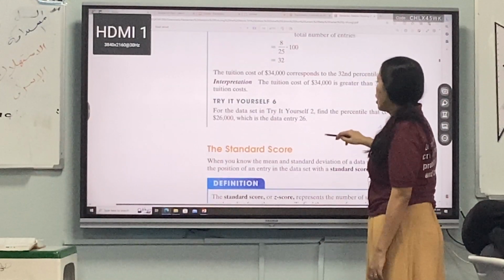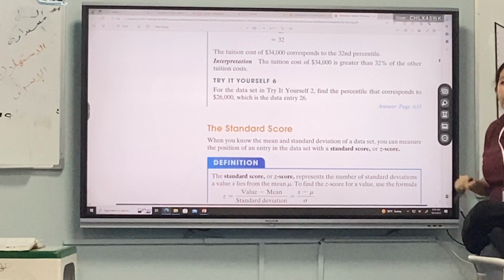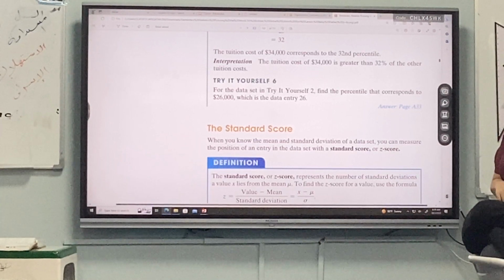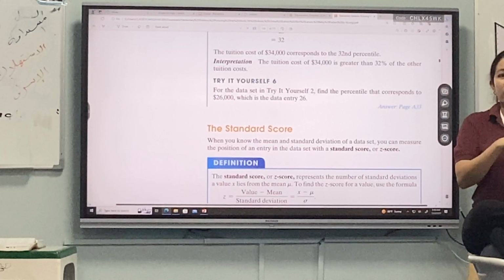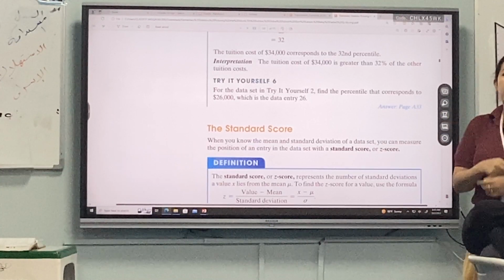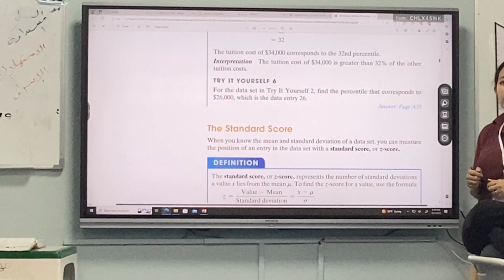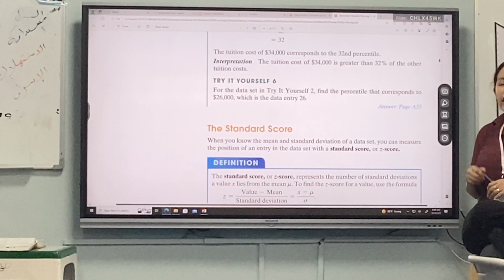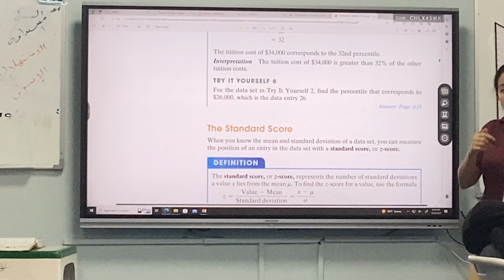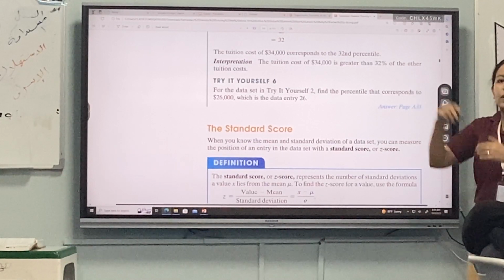So can we say that 34,000 is 68%? Yes, if you want to change, do the opposite percentage, it's also correct. Okay, so we can subtract and say that it's more than. Yes, you can do that. Any type of interpretation is fine, but make sure the data is correct.